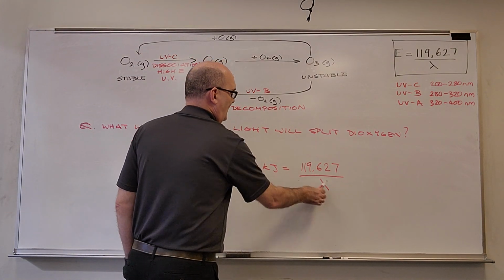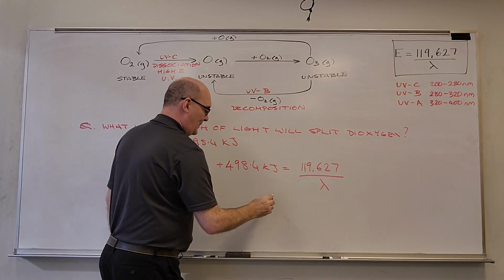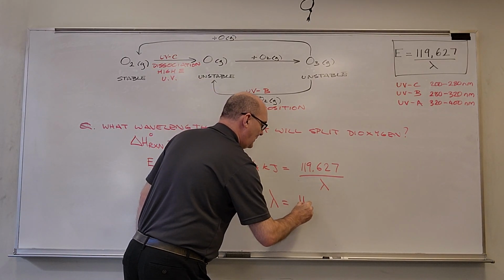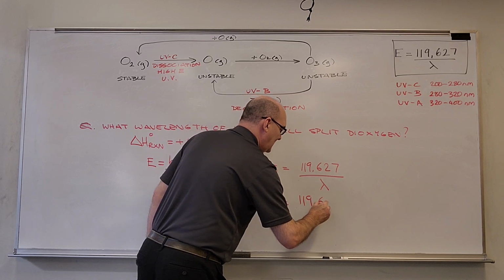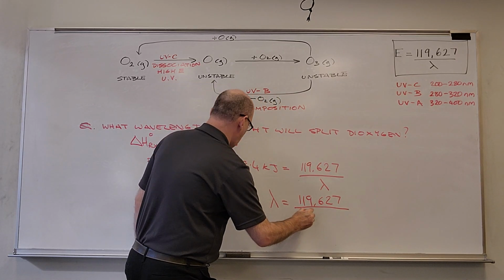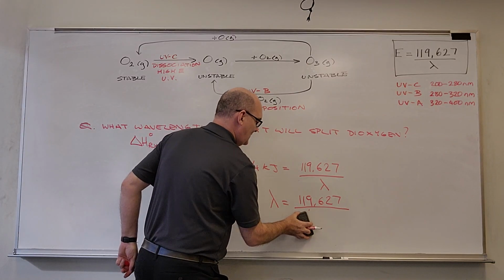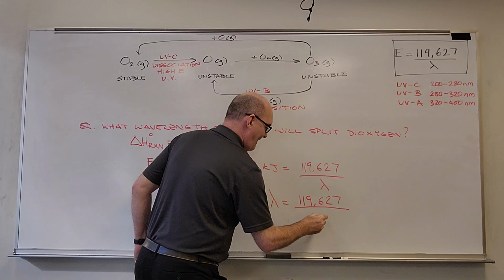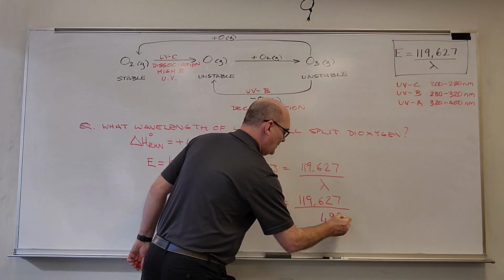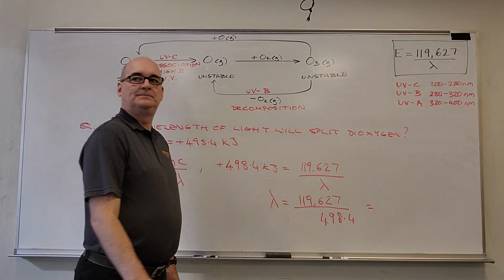Just switch these values. Just do a diagonal swap. Lambda equals 119,627 divided by 498.4. Good math. Boom.